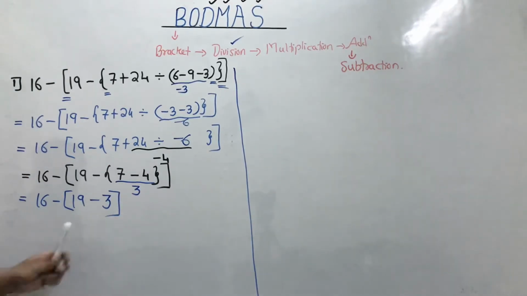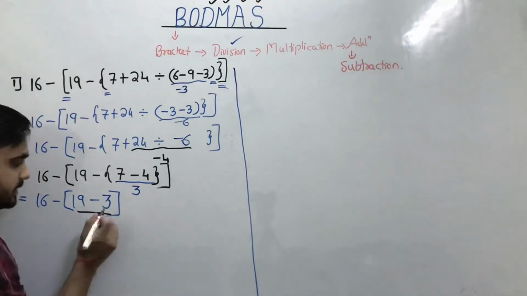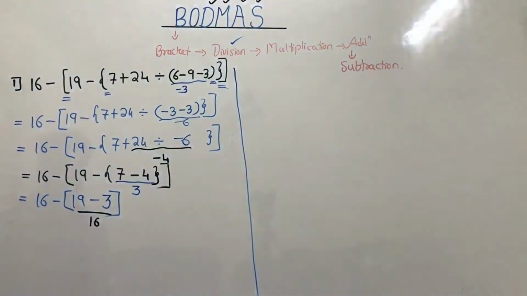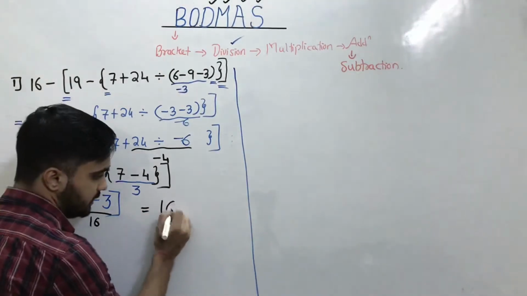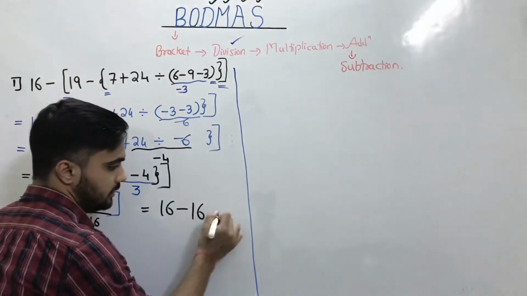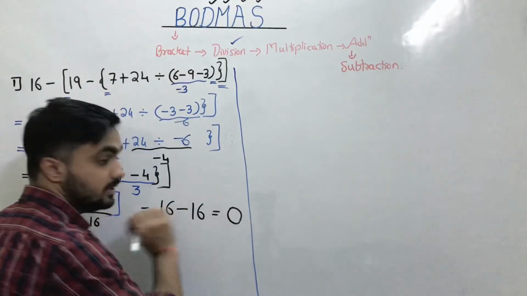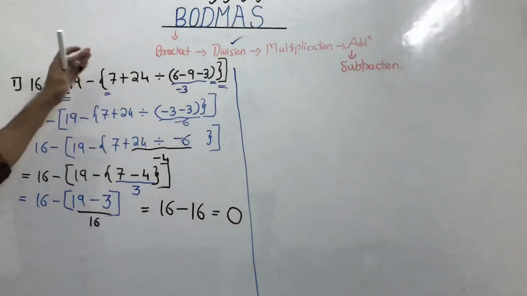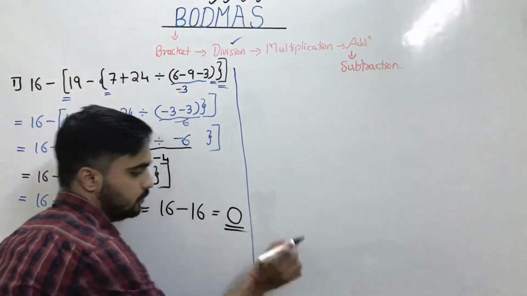Now we'll solve this bracket. So 19 minus 3 is nothing but 16. This 16 and this minus will keep as it is. So 16 and minus as it is, and the answer of this is 16. And 16 minus 16 is 0. So our final answer is 0.